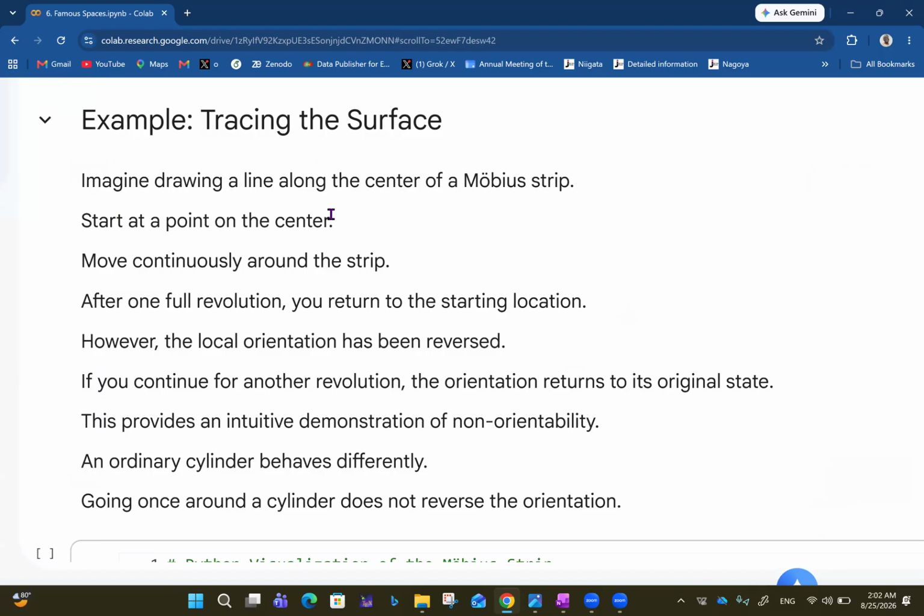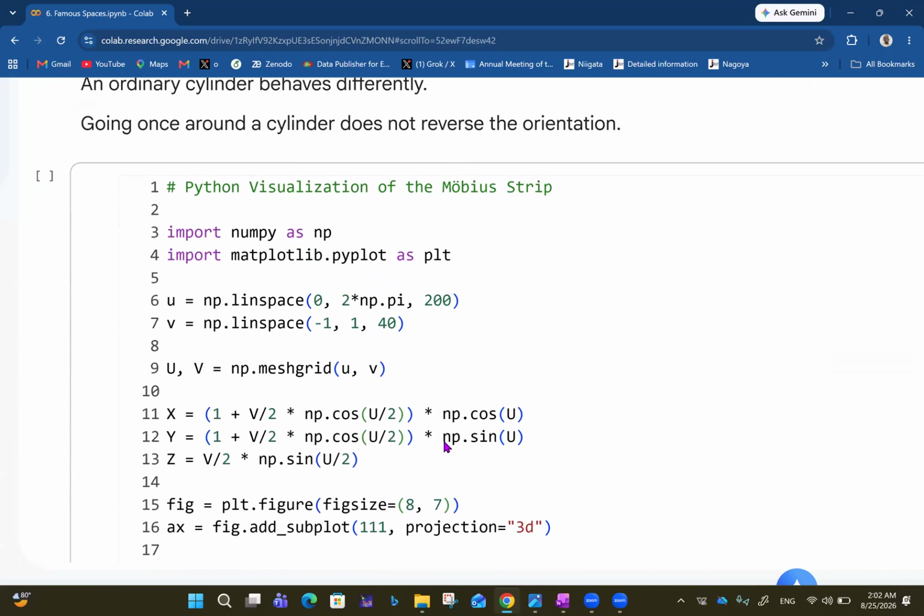Start at a point on the center, then move continuously around the strip. After one full revolution, you return to the starting location. However, the local orientation would have been reversed in that case. If you continue for another revolution, the orientation returns to its original state. So this provides an intuitive demonstration of non-orientability. An ordinary cylinder behaves differently. Going once around the cylinder does not reverse the orientation.